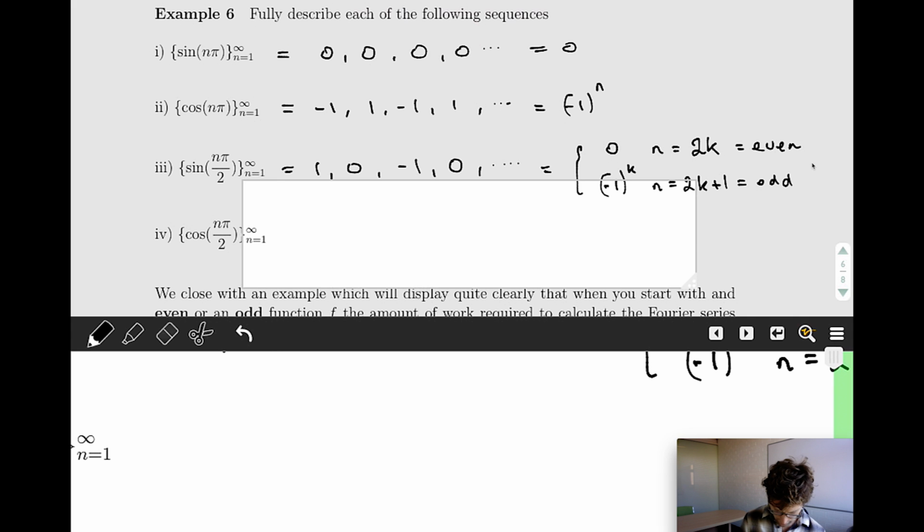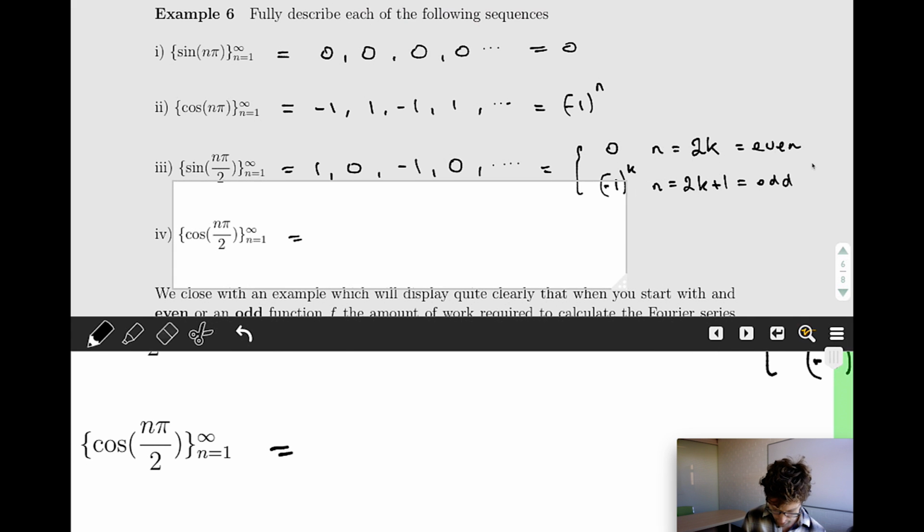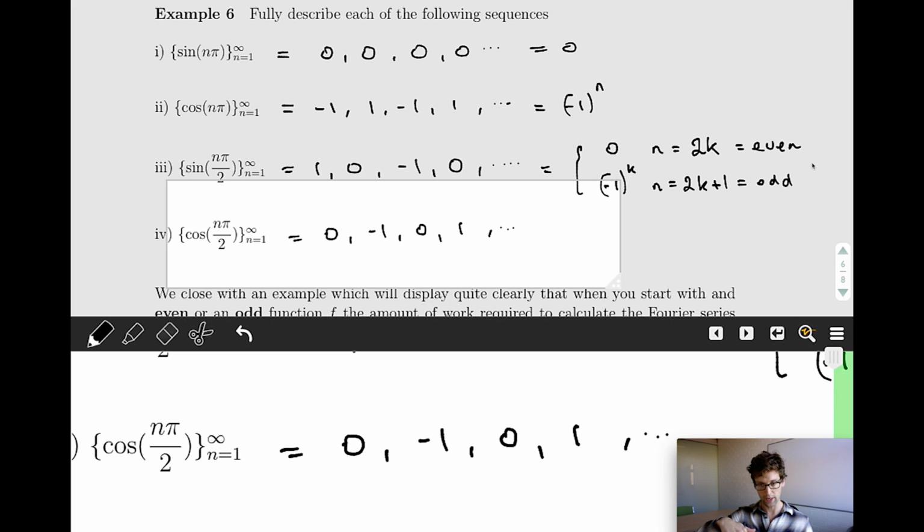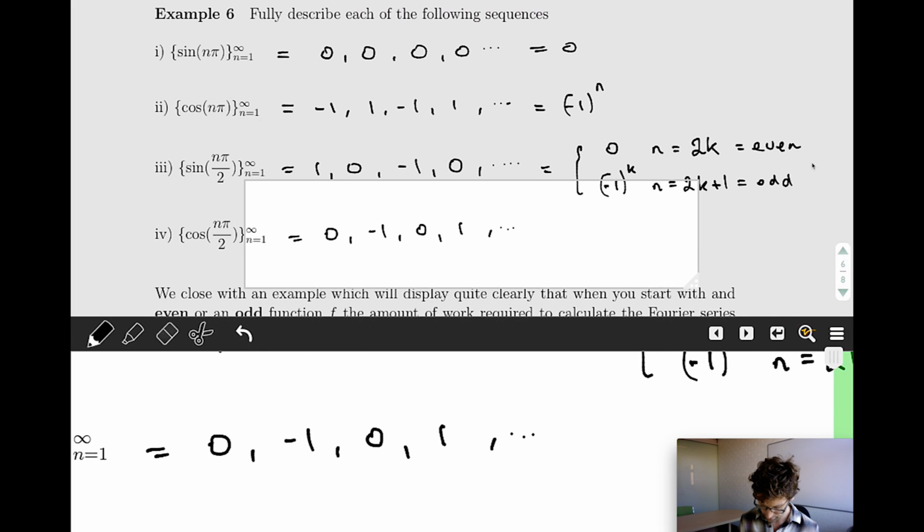Let's try a similar trick for cosine n pi over 2. Again, I'm going to write down the values for n equals 1, 2, 3, 4. So n equal to 1 gives me cosine of pi over 2, which is 0. Cosine of pi is minus 1. Cosine of 3 pi over 2 is 0. And cosine of 2 pi is 1. So I'm going 0, minus 1, 0, 1, 0, minus 1, 0, 1. So again, I'm going around the circle.